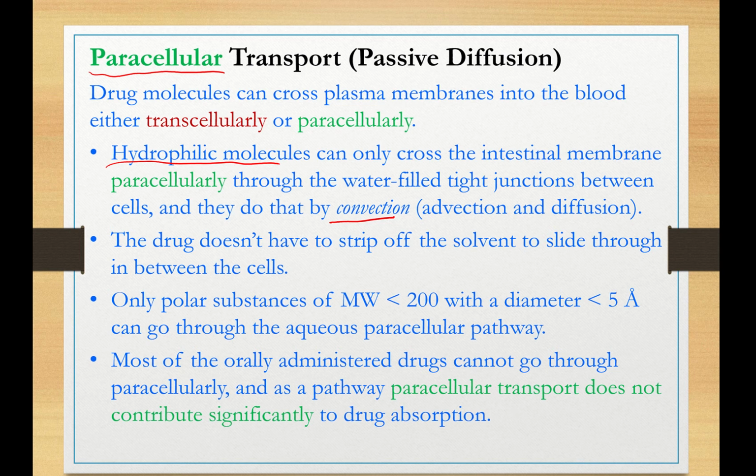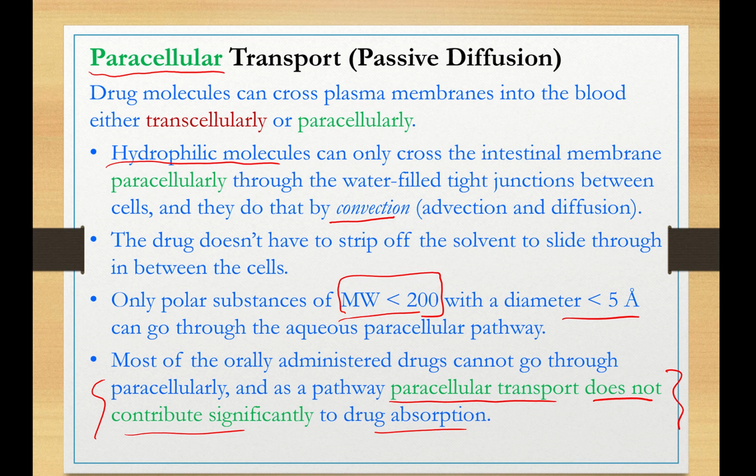However, this paracellular pathway is very narrow. It's because of the tight junctions there. So only very small molecules with a diameter of less than 5 angstroms can go through. And sometimes even molecules that have molecular weight much less than 200 may not be able to go through the paracellular pathway. Okay. Now, what we know from experience is that paracellular transport does not contribute significantly to drug absorption. So drug absorption is mostly through the transcellular pathway, passive diffusion of drugs through the cell membranes, okay?